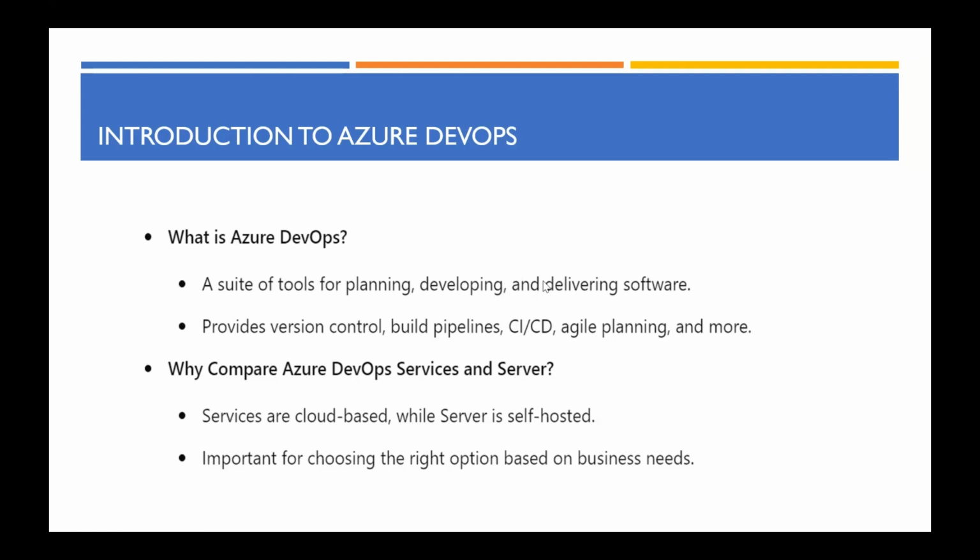Once that is done, you can use Azure Test Plans to test the application as well. So these are some of the tools provided by Azure DevOps, which we can use to plan, develop, and deliver our software to production smoothly. This provides version control, build pipelines, CI/CD, agile planning, and many more.